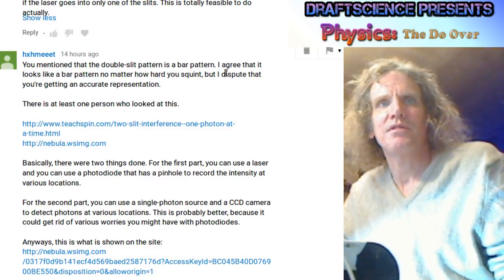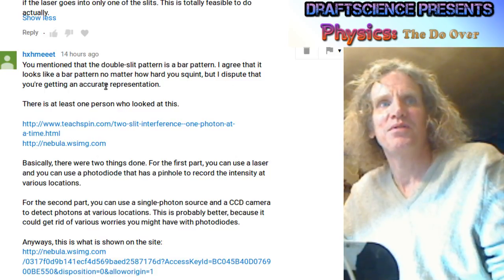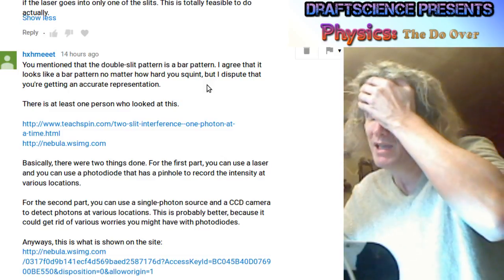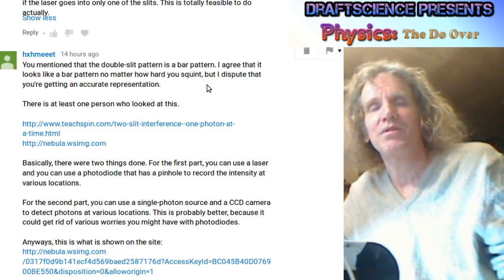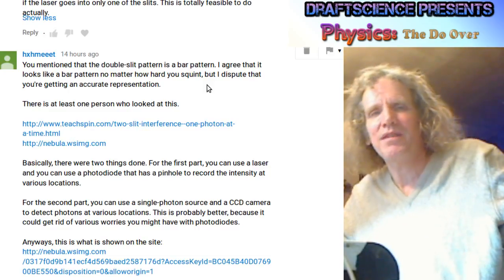You mentioned that the double slit pattern is a bar pattern. I agree that it looks like a bar pattern no matter how hard you squint, but I dispute that you're getting an accurate representation. So maybe he's the same guy that was ragging about how you've got to use photo detectors or something. I mean, look, you don't want to concede the point, don't concede it.